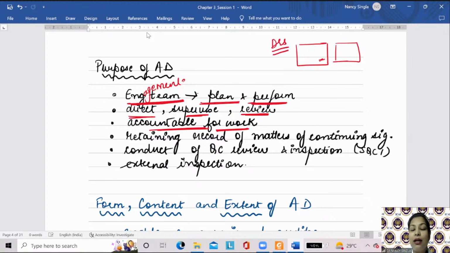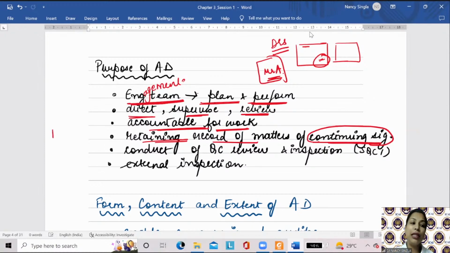So अगर debtors का audit Mr. A ने किया, who is one of the team members in the engagement team, then when he puts his initials, or when he mentions his name on the top that I have done this, it helps to see whether he is accountable for that work or someone else, right? Further, it helps in retaining record of matters of continuing significance.